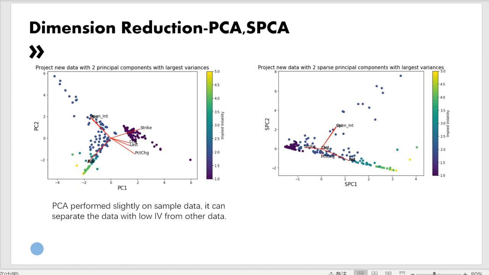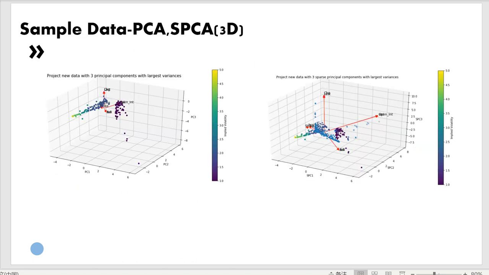We can see that the results of PCA and SPCA are quite similar. Although PCA performs slightly better than SPCA on the sample data, it can separate the data with low IV from other data. There are some interesting results of TSNE and KPCA reduction.